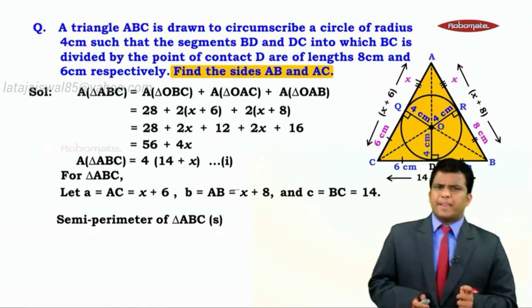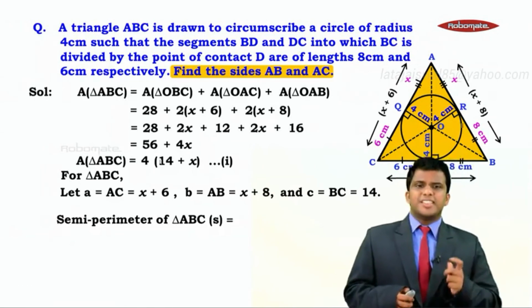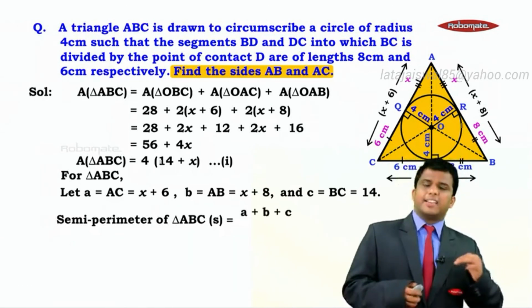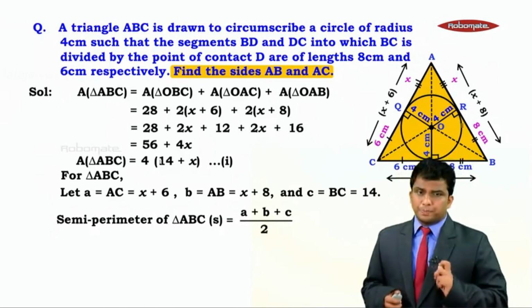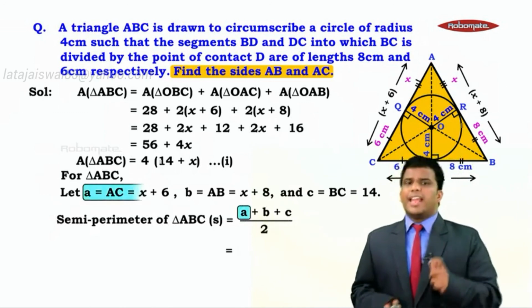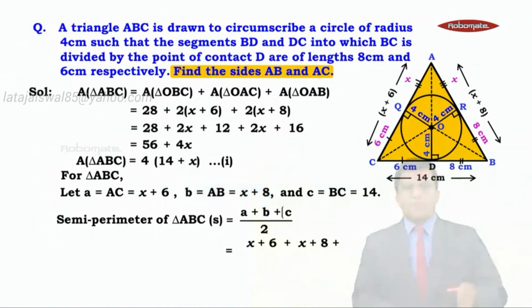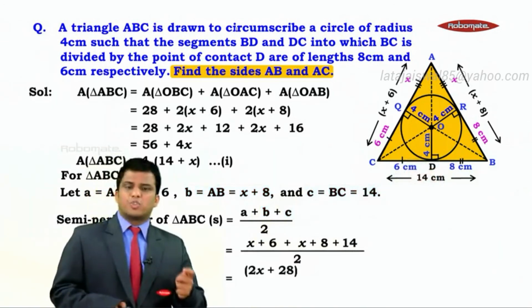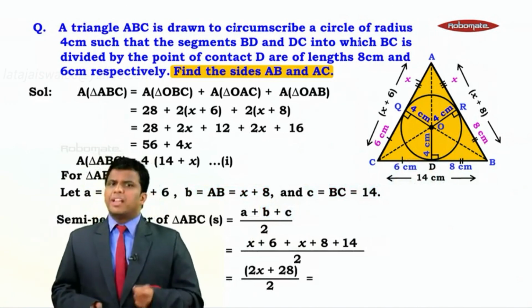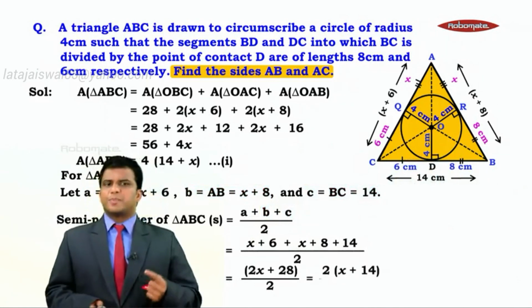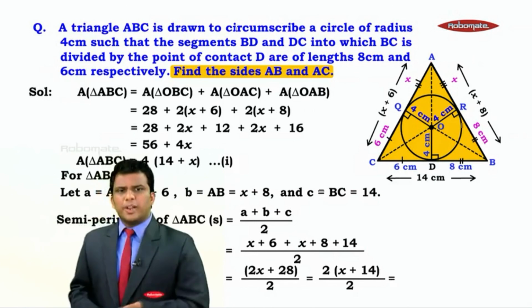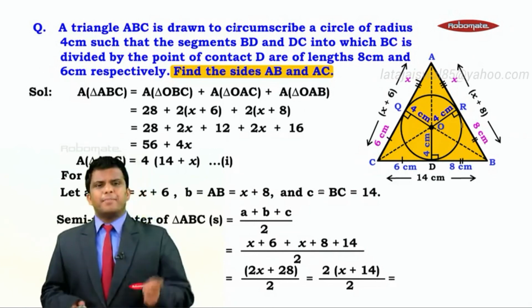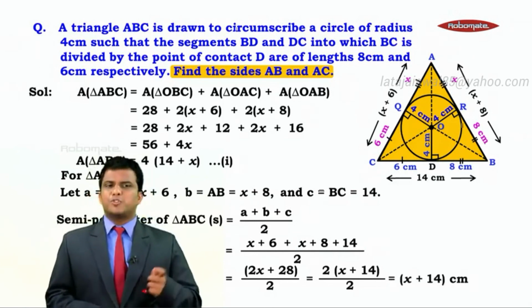We first find the semi-perimeter, that is S, which is equal to half the perimeter, that is a plus b plus c upon 2, which is now equal to X plus 6 plus X plus 8 plus 14 upon 2, that is 2X plus 28 upon 2. We take 2 common, twice of X plus 14 upon 2, we reduce 2 and 2. Hence, the semi-perimeter S is equal to X plus 14 centimeters.